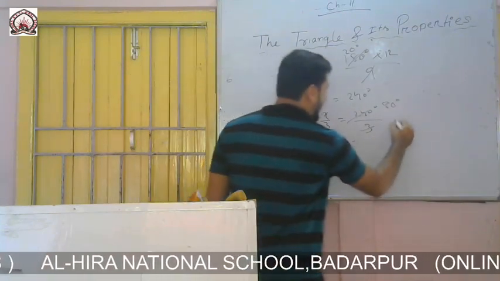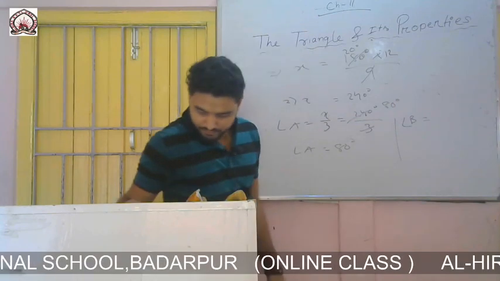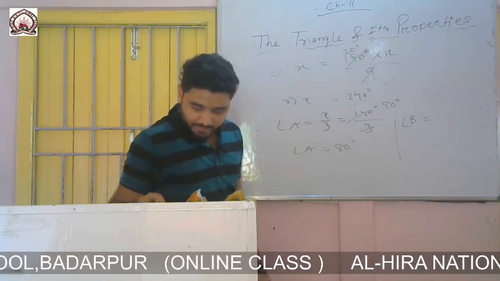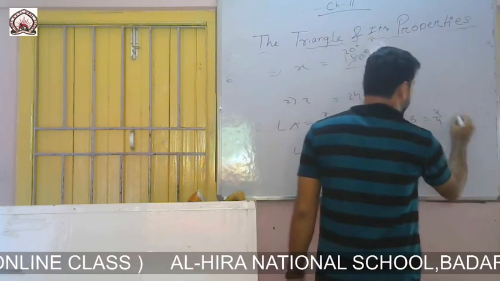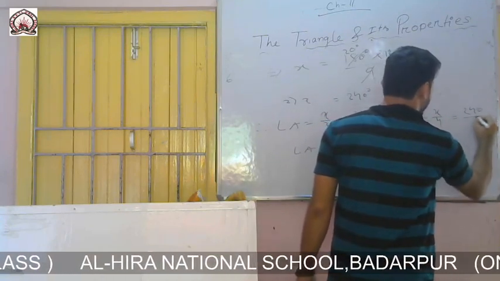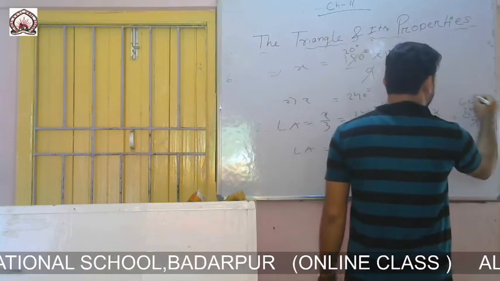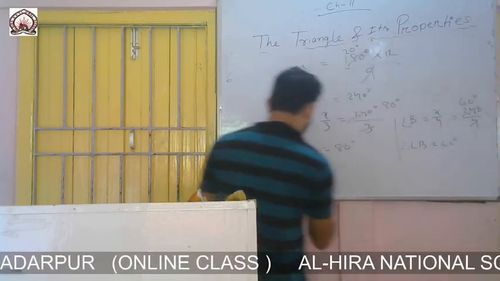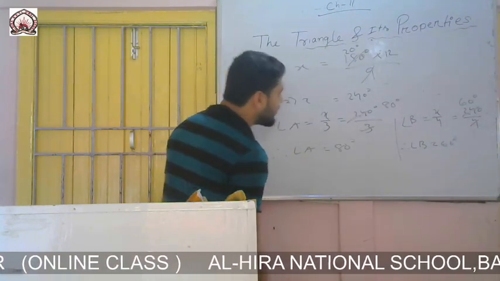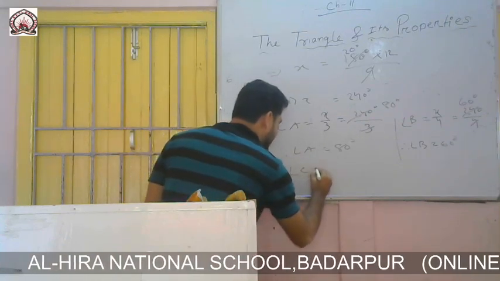Like this, for angle B, I have written x by 4. Then in place of x, I can write 240 by 4. Then I can find 60 degrees. Therefore, angle B equals 60 degrees, and here angle A equals 80 degrees.